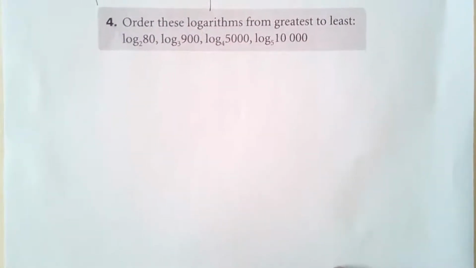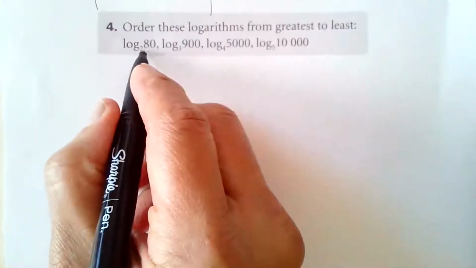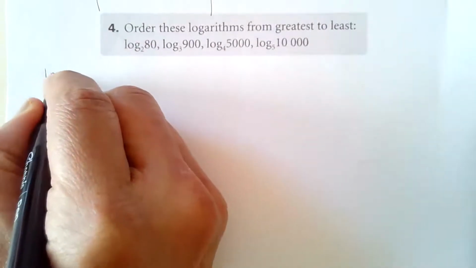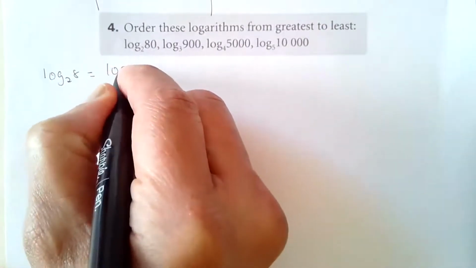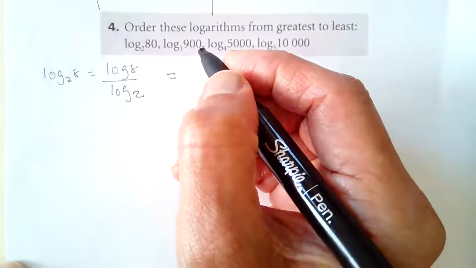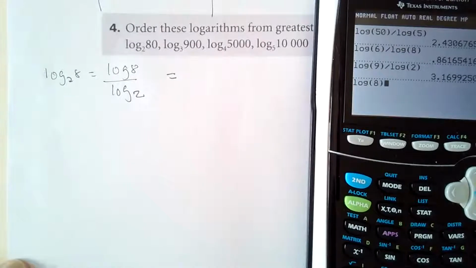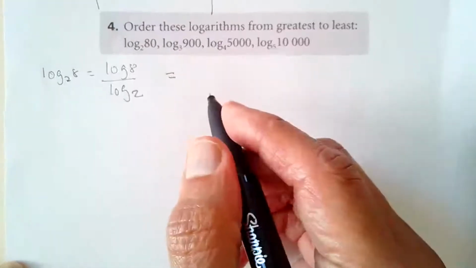The next set of questions, you basically have to find the log for each one, and then you determine the order from the greatest to the least, so largest to smallest. Let's look at each one. So let's find log base 2 of 80. So log 8 over log 2.